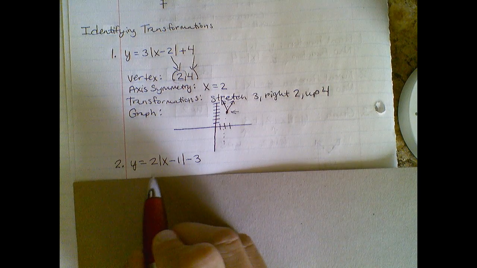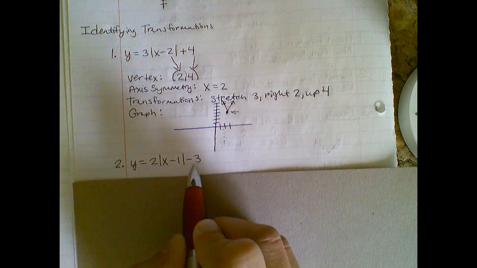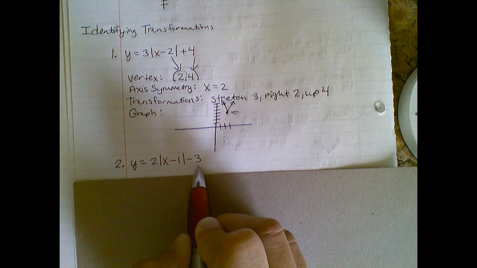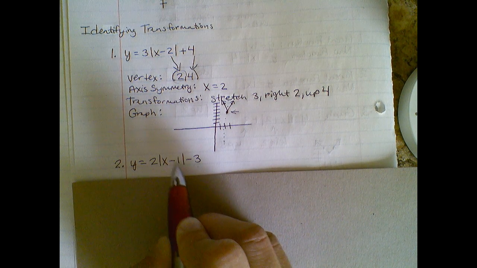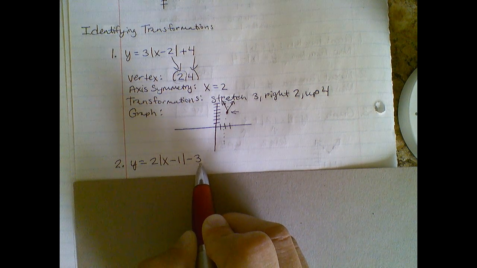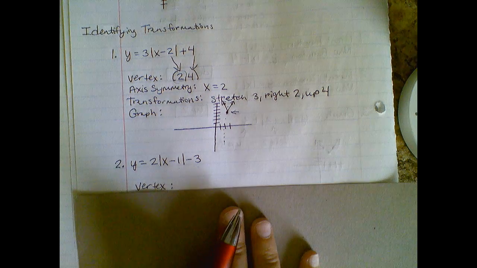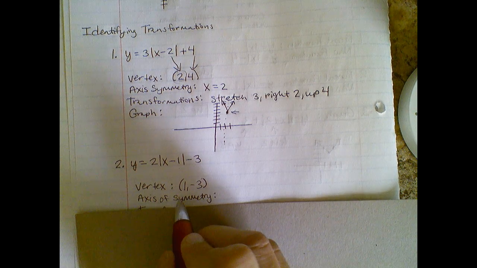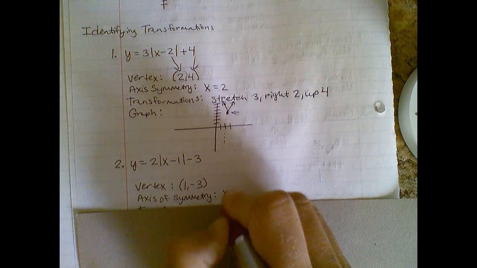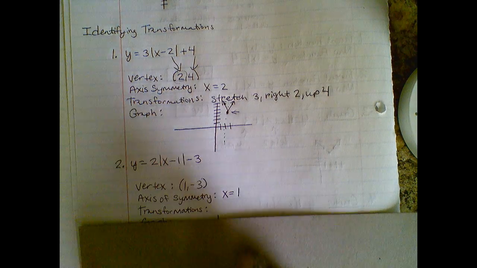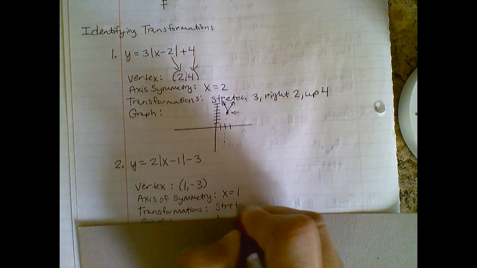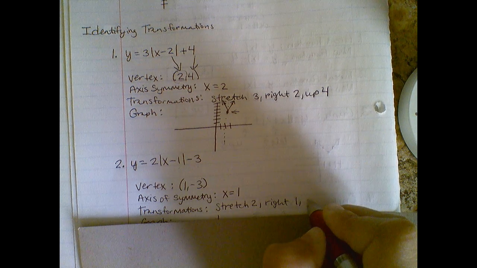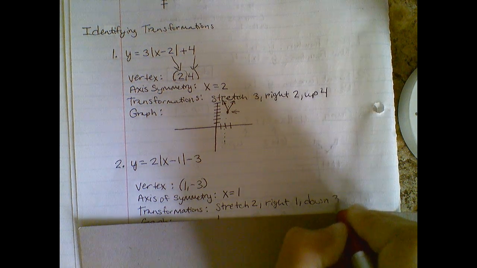So I have y equals 2 times the absolute value of x minus 1 minus 3. So I'm stretching it by 2, I move it to the right 1 and then down 3. So my vertex is going to be the opposite of this number and the same as this number. So positive 1, negative 3. My axis of symmetry is going to be whatever the x value is, so x equals 1. My transformations, we said it was stretched by a factor of 2. It moved to the right 1, and it went down 3.